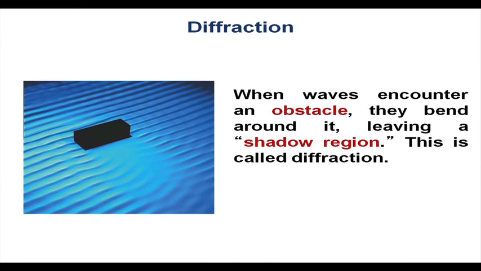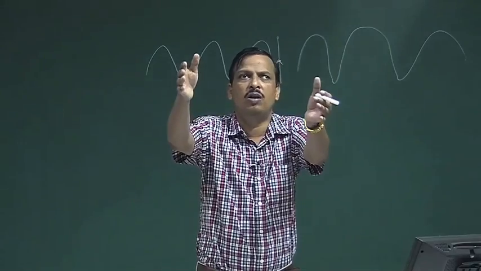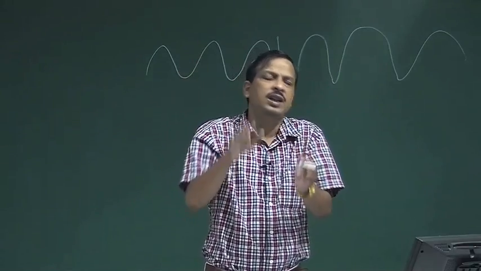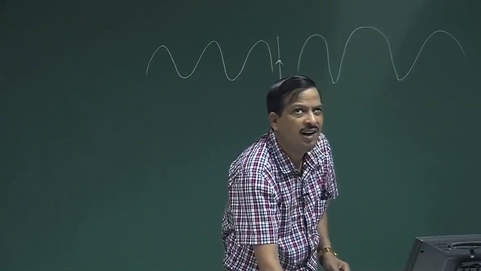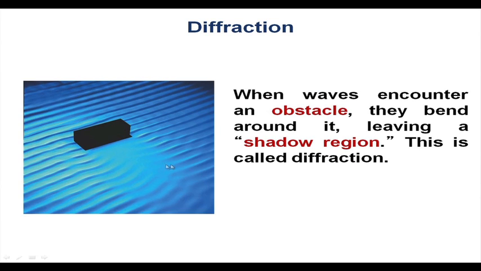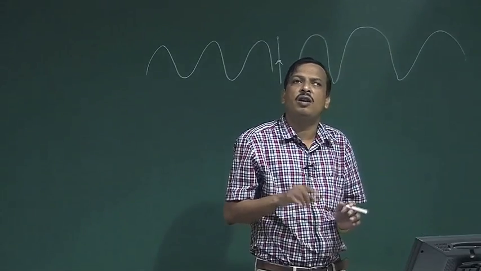When a wave encounters an obstacle, if you look at a wave in a pond and put a wooden log there, you see that in some portion behind the log there is no wave. This is called diffraction. The wave is diffracted by the log. So when a wave encounters an obstacle, it bends around the obstacle and creates a shadow region. This phenomenon is called diffraction.